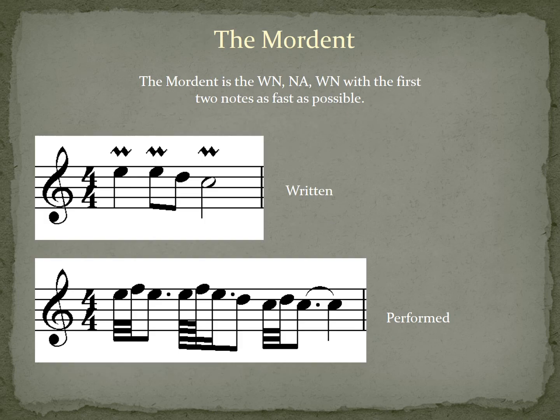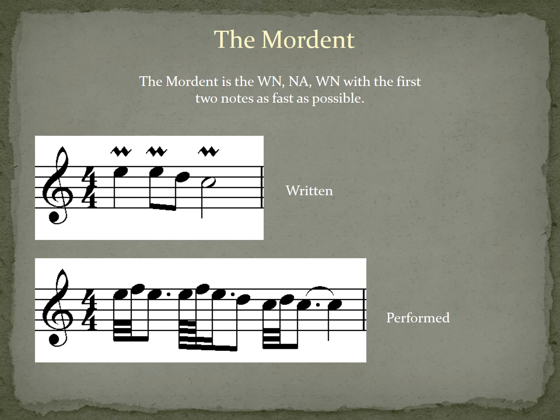Now, the mordent is another form of ornament. The mordent, quite simply, is the written note, then the note above it, and the written note, with the first two notes of that as fast as possible. Okay. So an example, I've done three examples: the first one above the crotchet E, one above the quaver E, and one above the minim C.